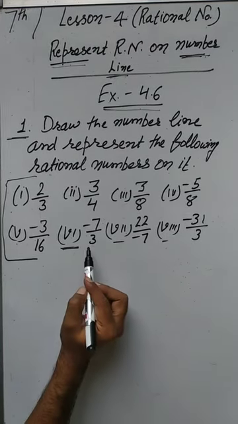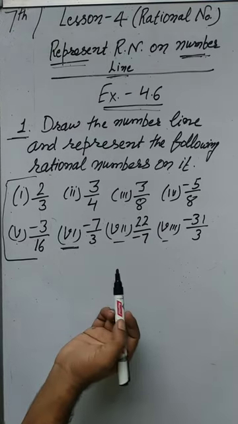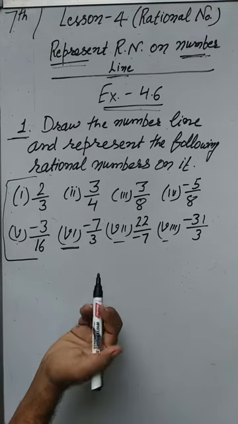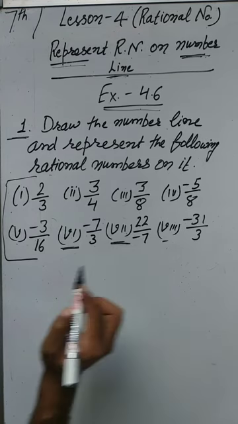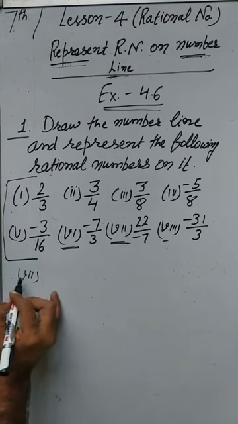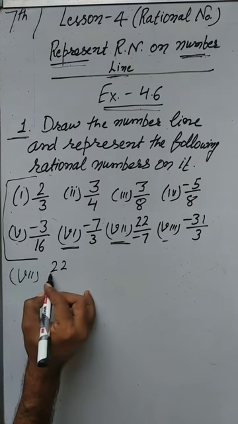Okay beta, when you write 7 upon 3 as a mixed fraction, you get an idea where it lies on the number line. And I will discuss here question 7th part, 22 upon minus 7.